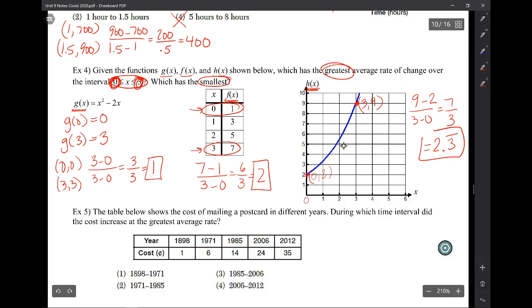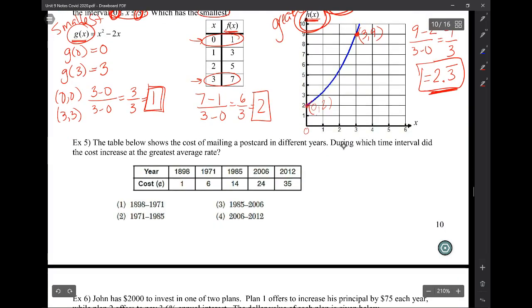And it wants to know which one has the greatest. Well, h of x is the greatest because that one had the largest slope. I want to know which one's the smallest. Well, g of x is the smallest because 1 was the smallest value. I'm going to skip number 5 just for sake of time.